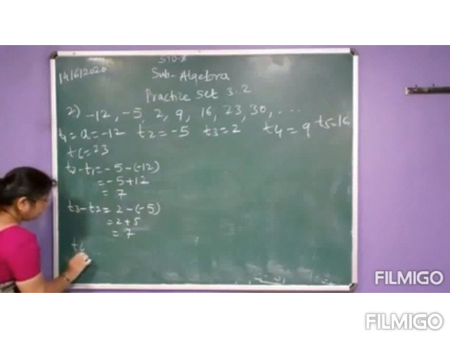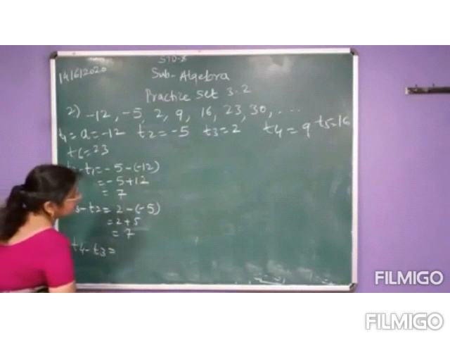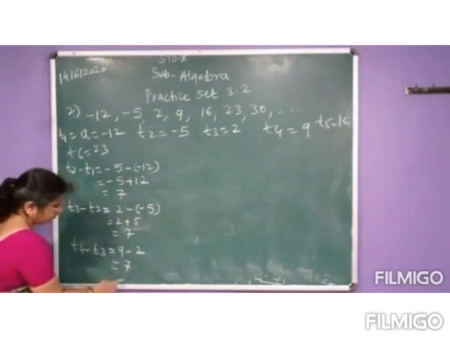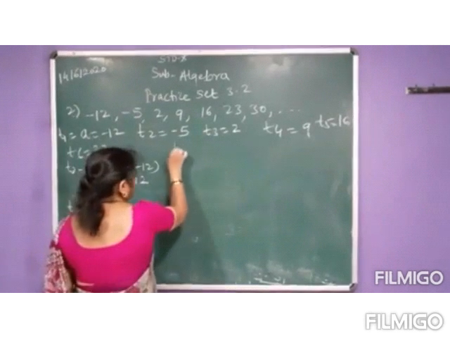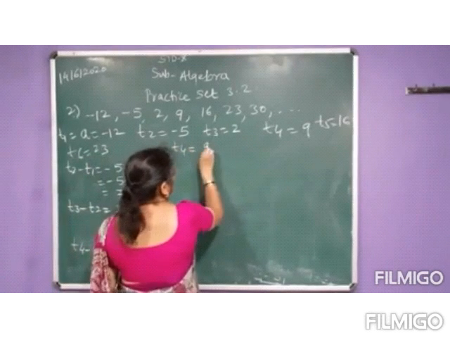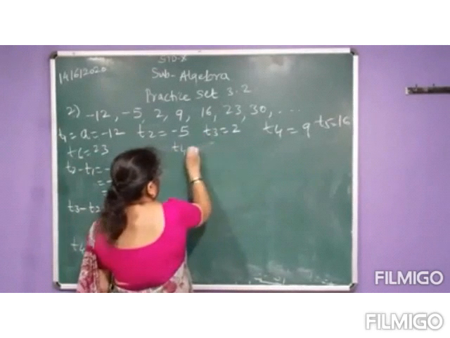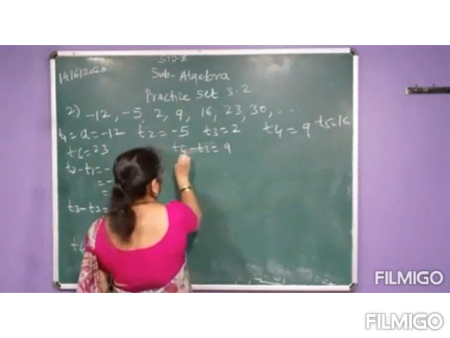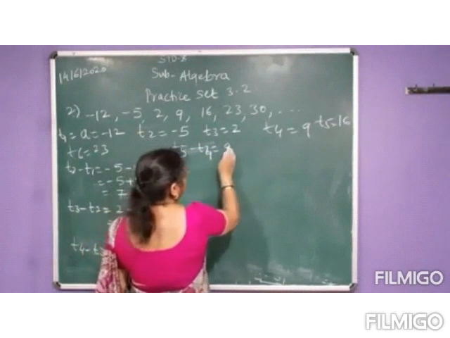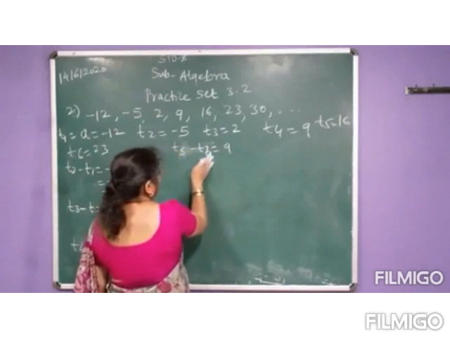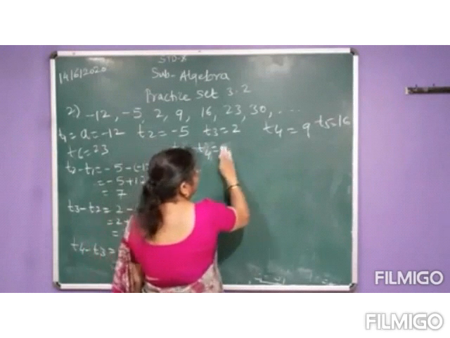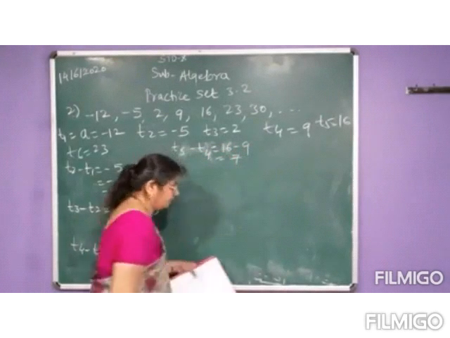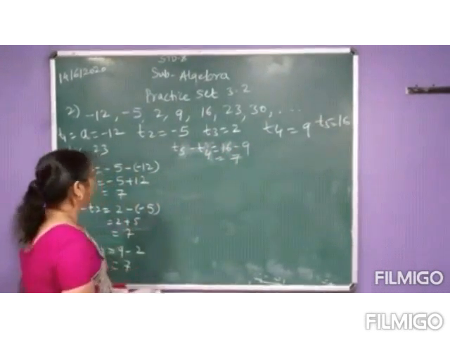Then we will see T4 minus T3. T4 is 9 minus 2, so 7. Now, again we can check it: T5 minus T4. T5 is 16 minus 9. So again 7. So from that, what have you found out?